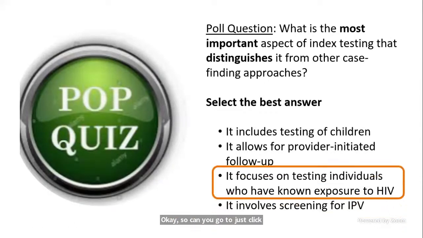So the answer is this third list. It focuses on testing individuals who have known exposure. So it's not only testing of children or provider-initiated follow-up. We are offering testing for everyone who has known exposure to HIV. That is how index testing works. That is what we discussed in the previous slide when we talked about the context of the index case. It can be everyone who has a known exposure to HIV: needle sharing partners, sexual partners, the spouse, or the biological children, everyone. Next, please.